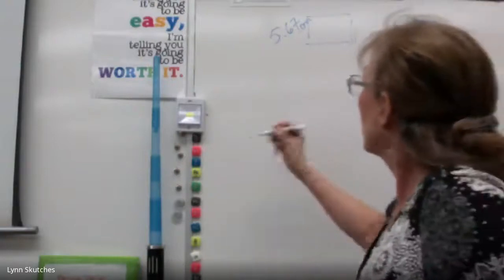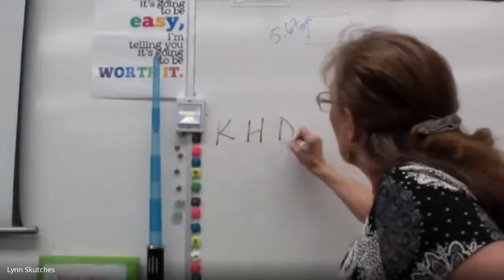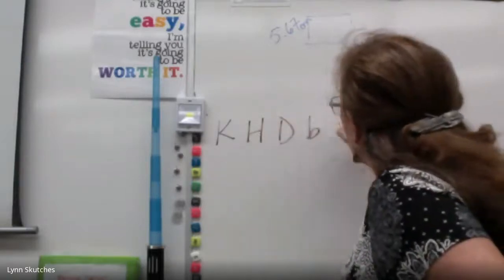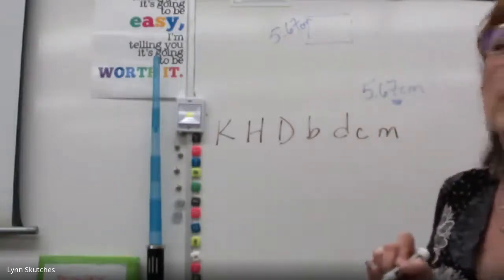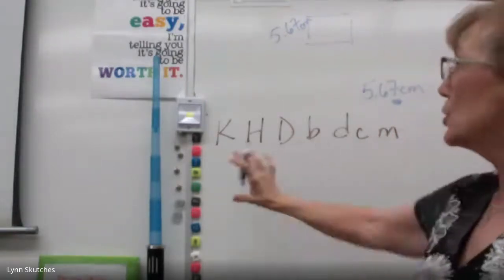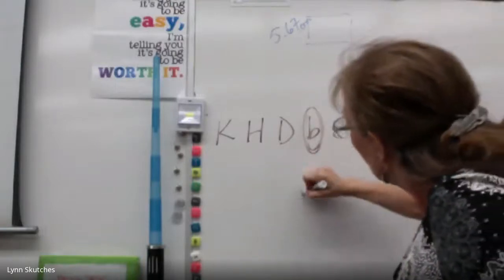So scientists know our metric prefixes. You need to know at least 6 of them. Remember, this one is for the base unit.